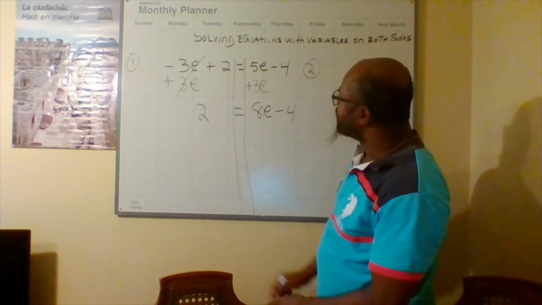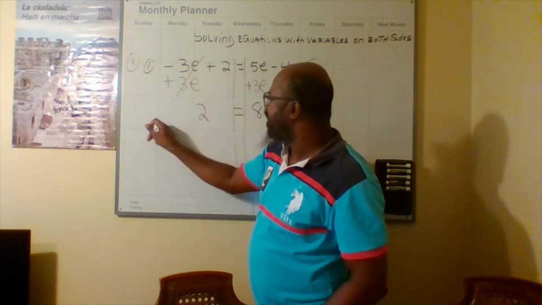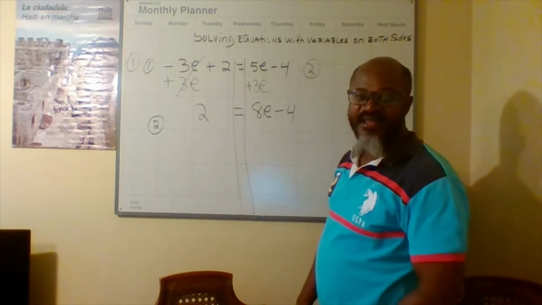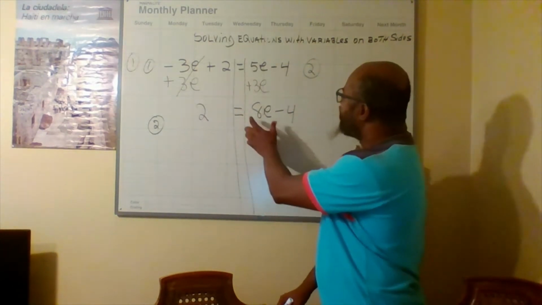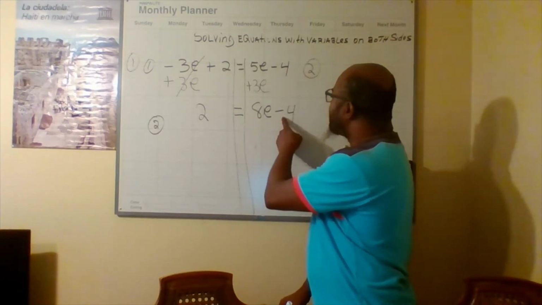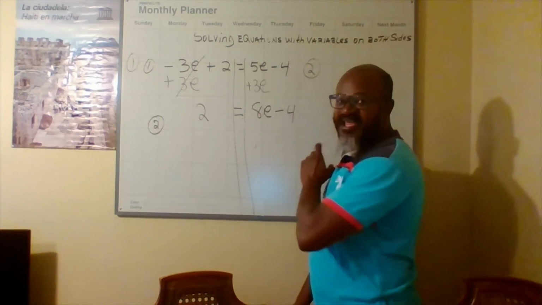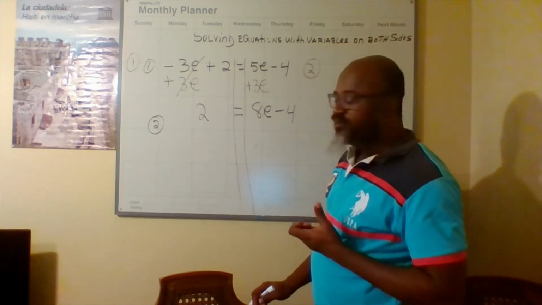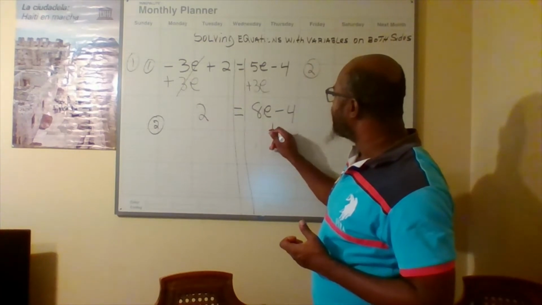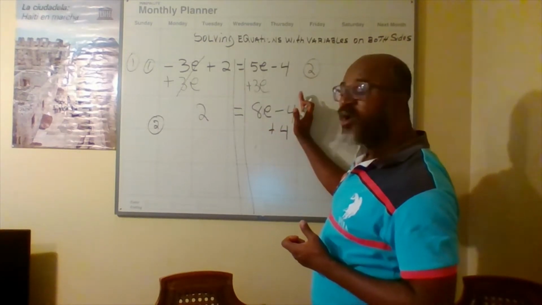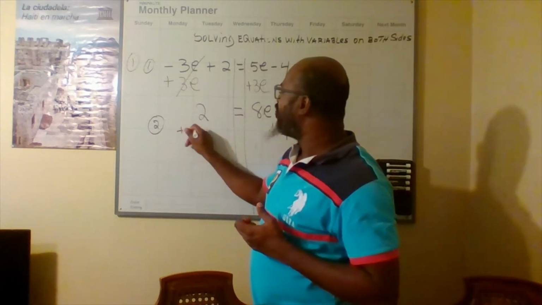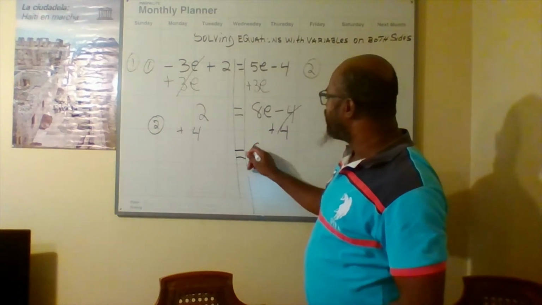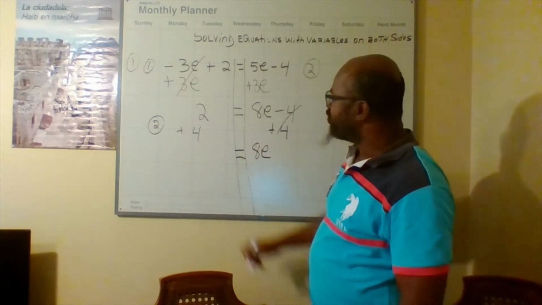Now, that was the first step. Now you are in the second step. Your goal is to have the variable on one side and the numbers on the other side. Now I have all my variables on one side. Then this I need to get rid of. In order to get rid of the negative 4, I have to do the addition property of equality. I always have to do the inverse. Therefore, since it's negative 4, I have to add a 4. Remember, since I add 4 on that side, I have to add 4 on the other side. So you will end up with this 4 cancelling with that. You will end up with 8e is equal.